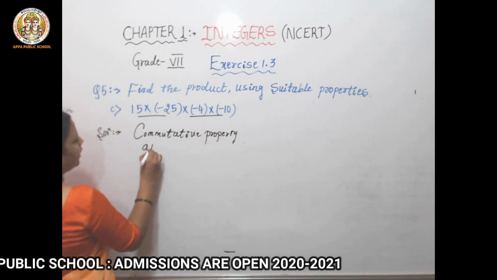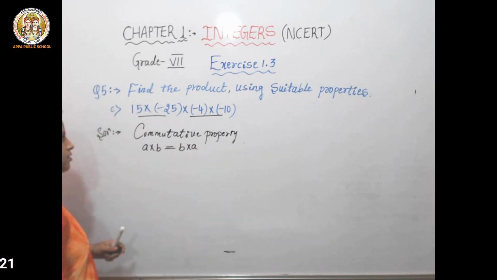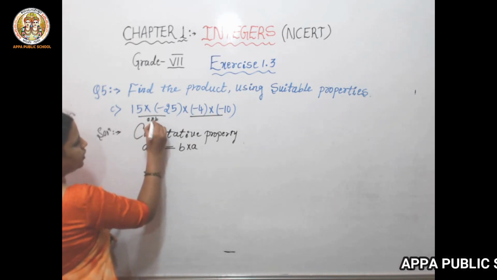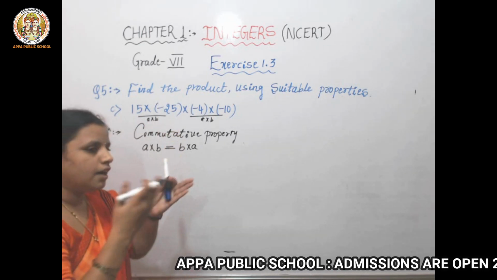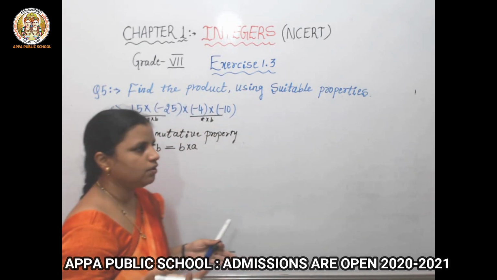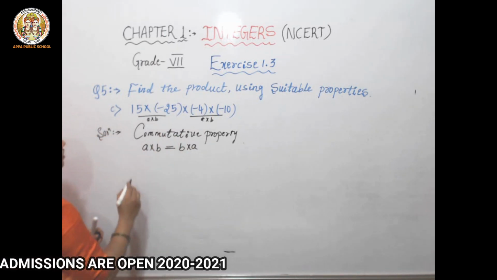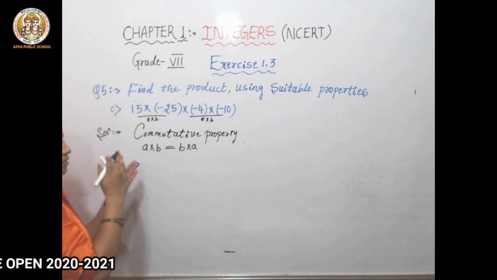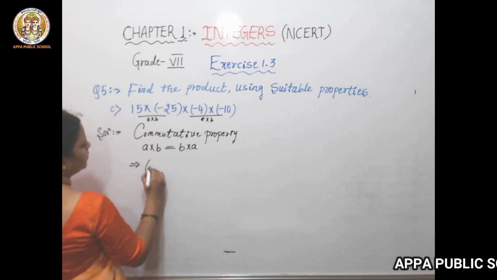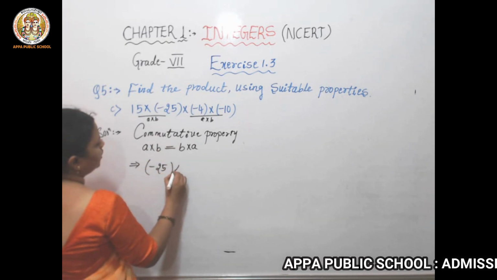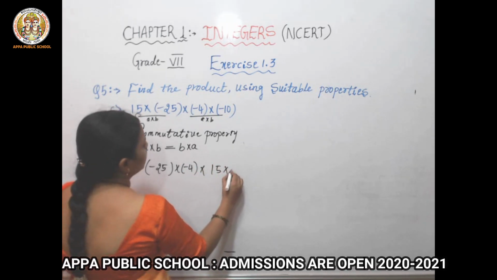That is A into B is equal to B into A. You can change the elements. So here this is one A into B, and here also it is one A into B. And afterwards, whatever product we get, again that is in the form of A into B. So totally we are using the commutative property. Now for calculation purposes, according to the property, we can change the elements. So now I will change the elements as minus 25 into minus 4. This is one term, and into 15 into minus 10.